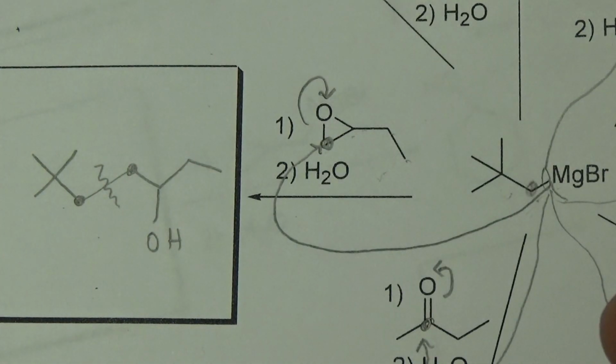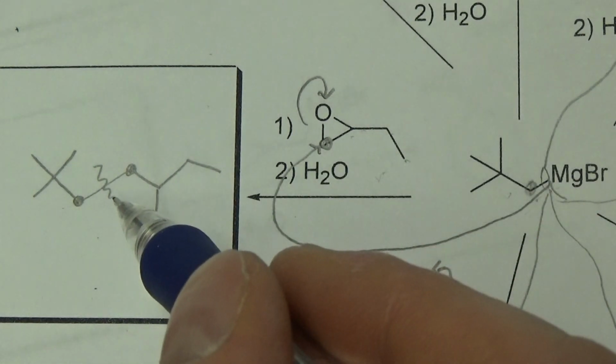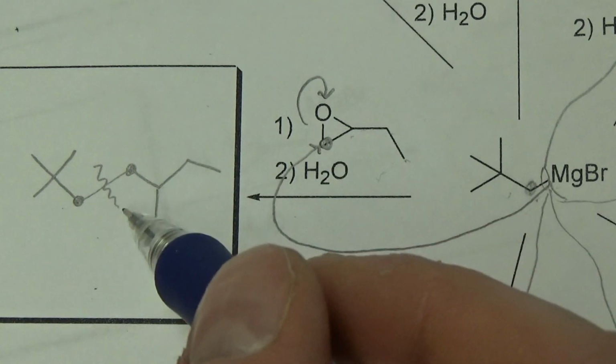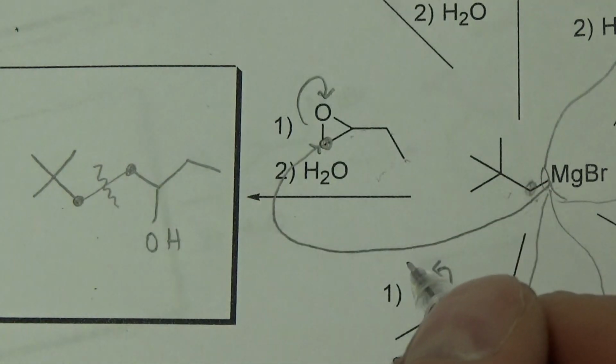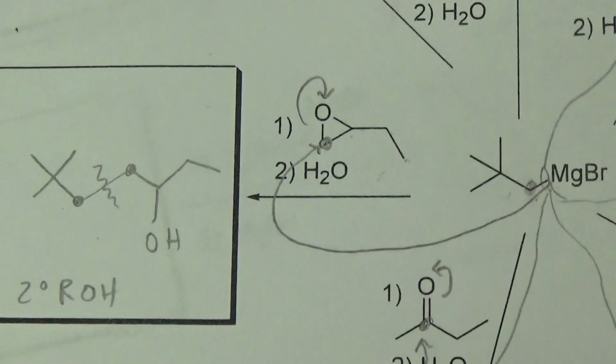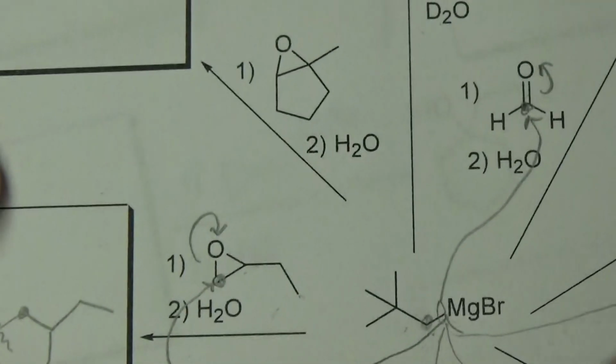And traditional for epoxides is when the squiggly line is 1 carbon away from the OH, that's what you expect from an epoxide. Cool. So, and what kind of alcohol is this? This happens to be a secondary alcohol. Great. Alright, what do we got in this last example?